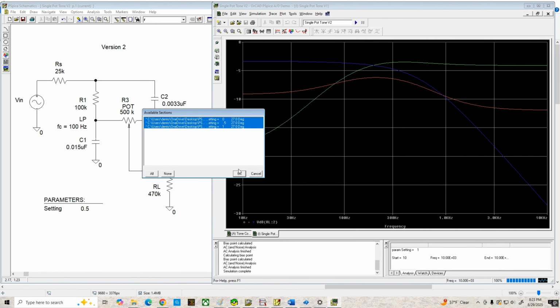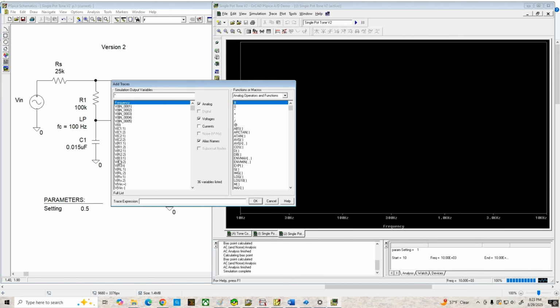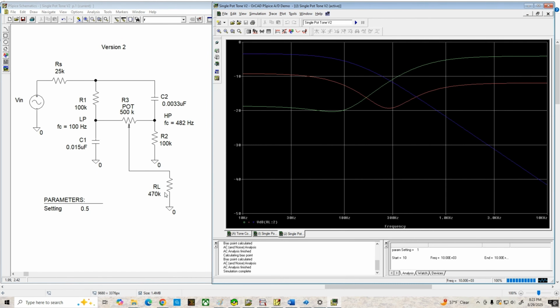and we'll check to select our three sweep values, and we'll add our output trace, which is the drop across RL on node 2, but we want to express that as decibels, so I put dB in here, and there we go. Starting with the wiper of the pot set all the way to the left, connected to the low pass output, we're going to get this blue or purple colored curve that looks pretty much like a standard low pass response with a corner frequency of around 100 Hertz.